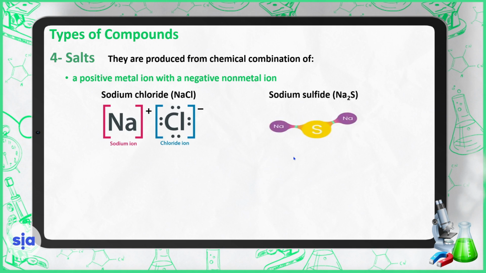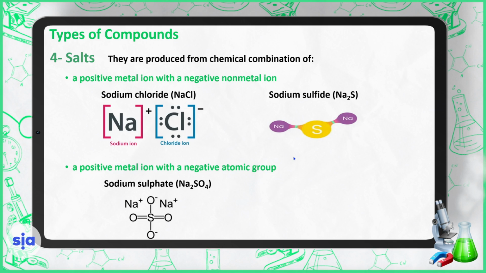Sodium sulfide, the sodium with the sulfur. A positive metal ion with a negative atomic group. So sodium sulfate. Sodium is a metal and the sulfate is a negative atomic group. Magnesium carbonate. Magnesium is a metal and the carbonate is an atomic group.